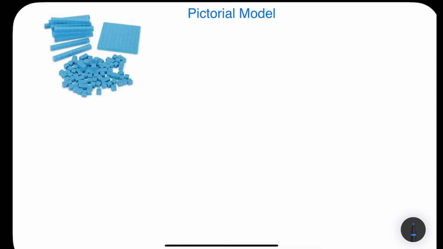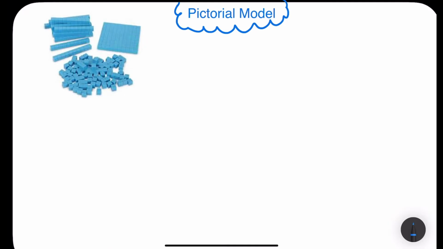Hello friends, welcome back to the Parents Math Tutor. If you are sitting here with me today, it means that we are going to get some extra practice with place value. And today we are going to be representing numbers using a pictorial model.